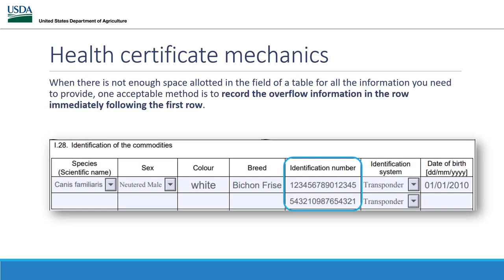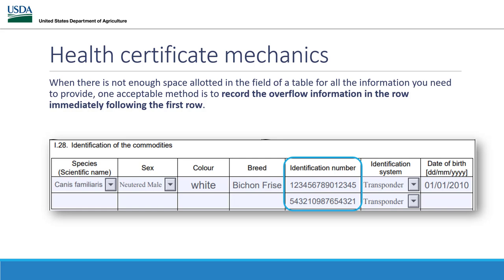For some health certificates, the information you need to provide may not fit in the allotted space. This is common for health certificates that require information in a table. When this happens, an acceptable method for clearly recording all required information is to complete the information that does fit in the first row, and then record the information that doesn't fit in the row immediately following it.